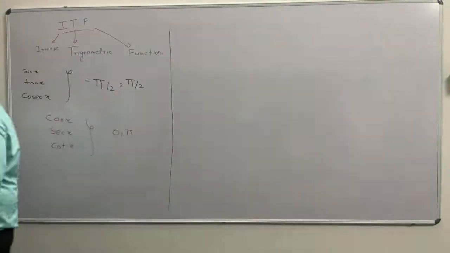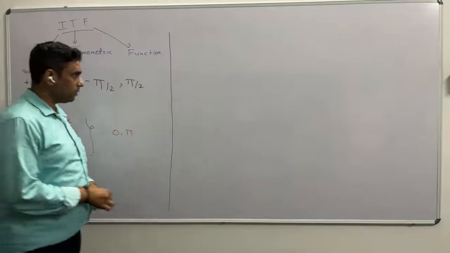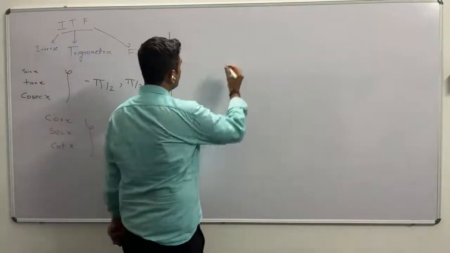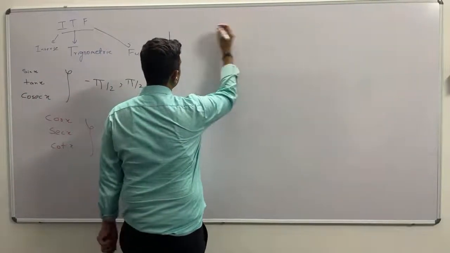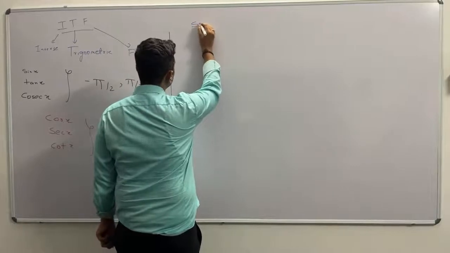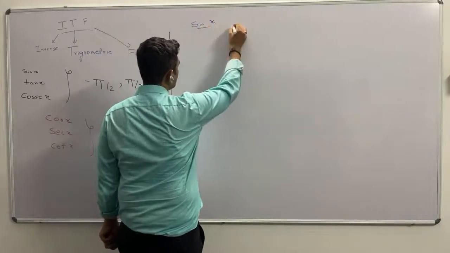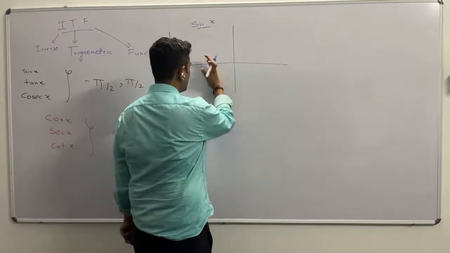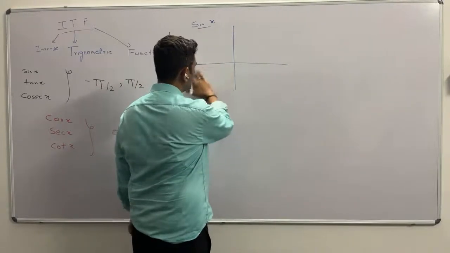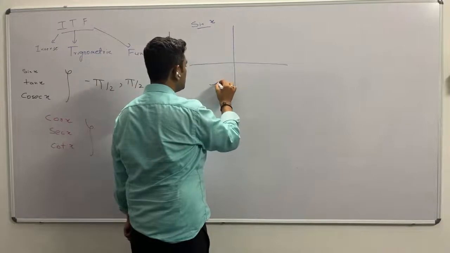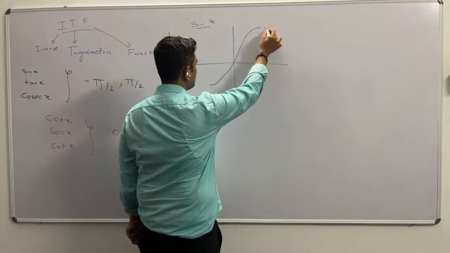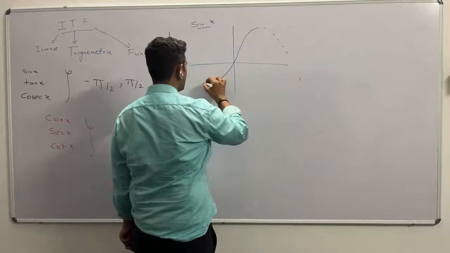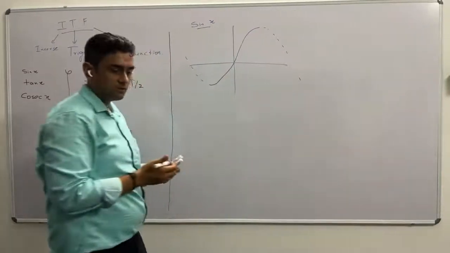All right, so now we will start cutting the graphs. What we will do over here is, first of all, we'll look at sin x. If we talk about sin x, we will be cutting from minus pi by 2 to pi by 2. This will be the complete graph, something like this, but this is the part in which we'll be cutting it.